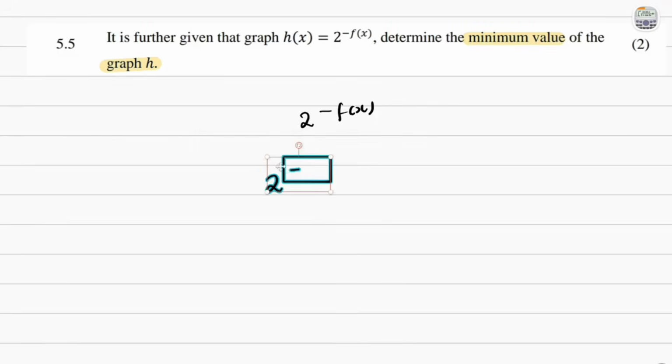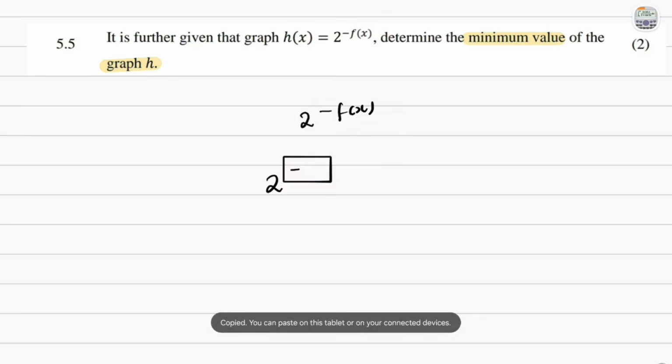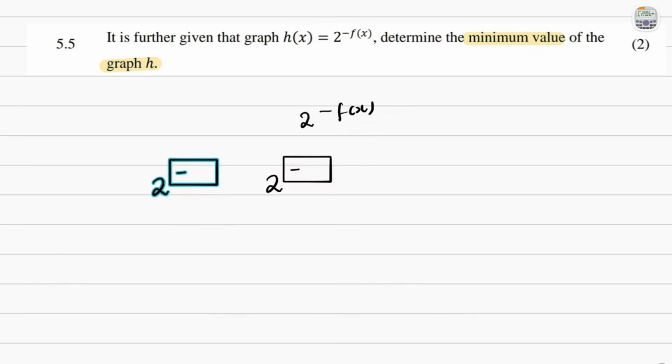So let's just put one middle value, and then one value smaller than that, an exponent smaller than this one, and then an exponent bigger. Okay, so we can see the direction that this is going to ensure that this entire expression is the smallest possible value that it can be. That would be the minimum value of h.